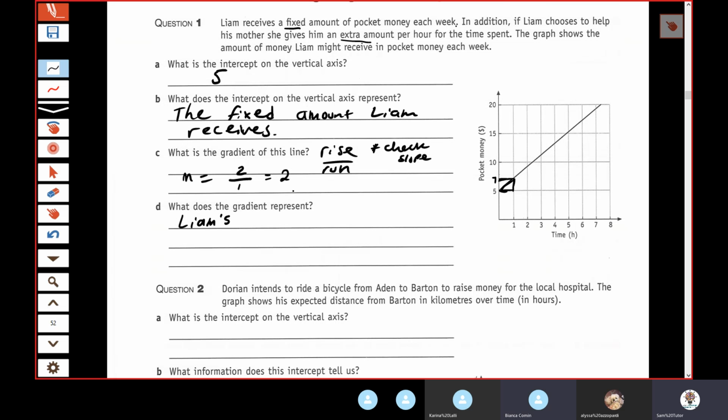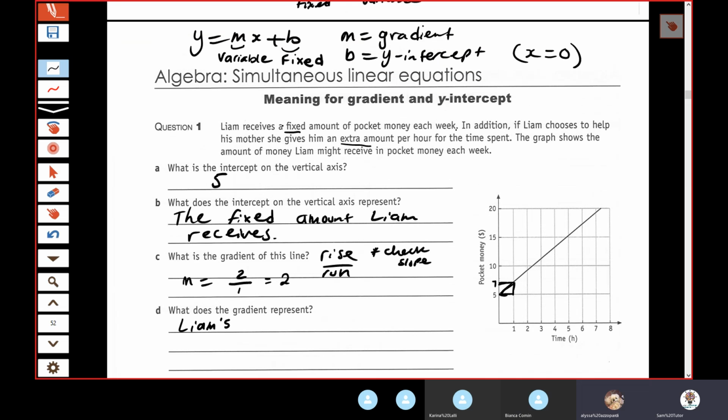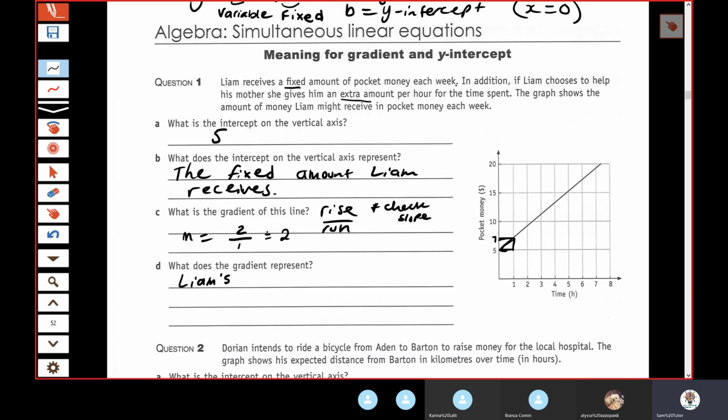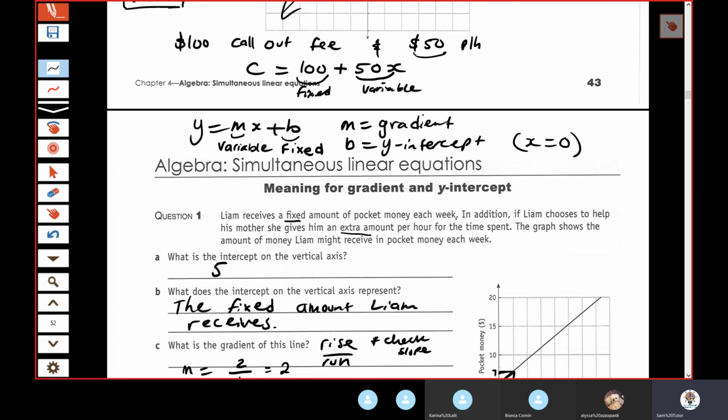Represents Liam's how much pocket money he gets? Ooh, no, pocket money would be the whole total amount. So in this sense it would be y equals mx plus b. That's the y, how much pocket money he gets. We just got the m. Oh, is it how much extra he gets? Yes, but instead of saying the word extra, extra what? Extra per hour. If you didn't say his hourly rate, you're not saying it right.